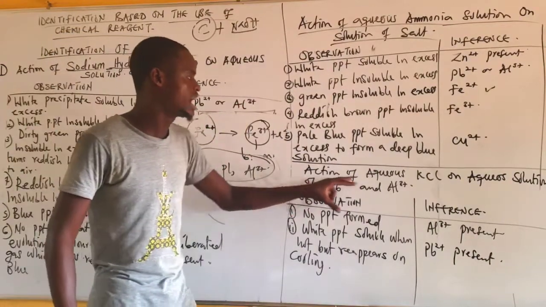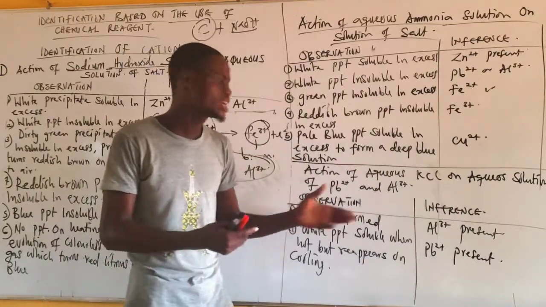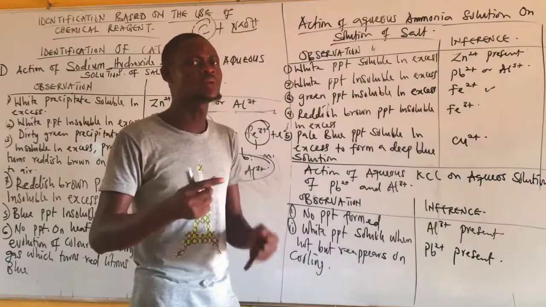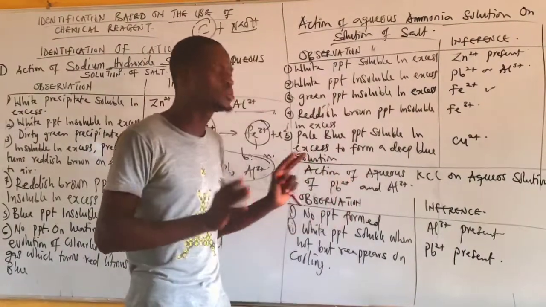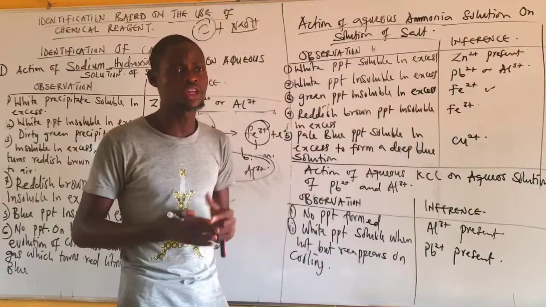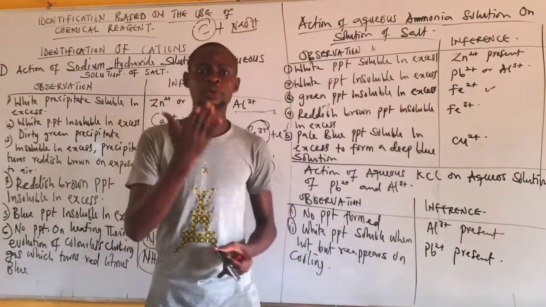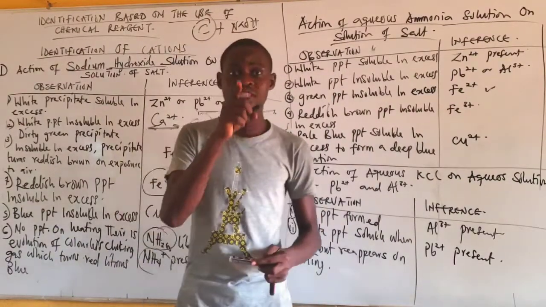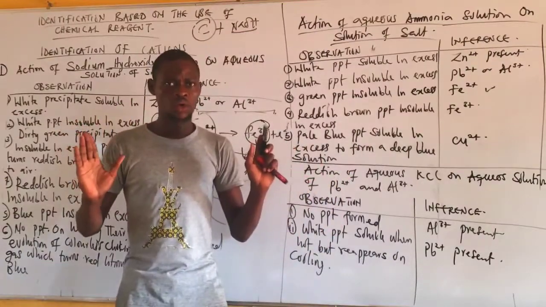Now, the third solution that we can use to determine cations is the action of KCl, potassium chloride, on the aqueous solution. Look up, potassium chloride can only be used to detect lead and aluminium. Lead and aluminium can be detected by what? Potassium chloride. So, if in your exam, whenever they say you should provide potassium chloride, note that the cations that you want to determine here are lead and aluminium, all together.